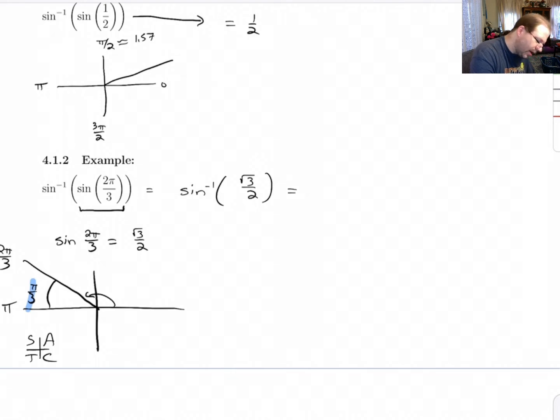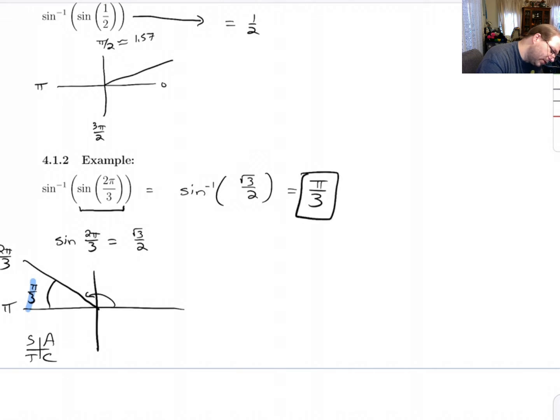And which angle has a sine of root 3 over 2? Pi over 3. If you think about what happened here, we really just took this angle and stuck its reference angle back into quadrant 1. If it had been in a negative quadrant, one where sine is negative, we would have had to stick it back into quadrant 4. But anyway, this is one way to do the problem.